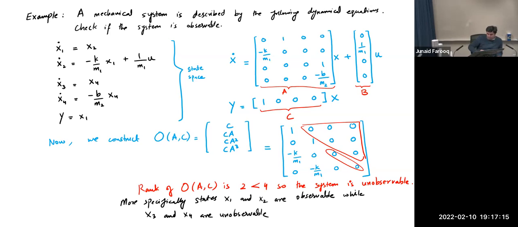Just like the way we dealt with system controllability, we can also try to bring systems in a form which is friendly for observer design. That form we call the observer canonical form.